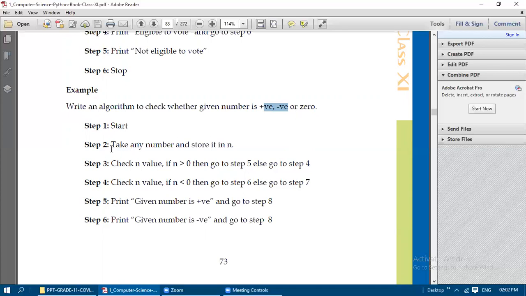Okay, so now we need to start the process. The second step is to take any number and store it in n. So only one number we are taking. That number we need to check whether it belongs to the positive category, the negative category, or it is actually 0. Those three things we need to check here. So check the n value: if n is greater than 0, then go to step 5. That means the number is positive. Step 8 we need to go.